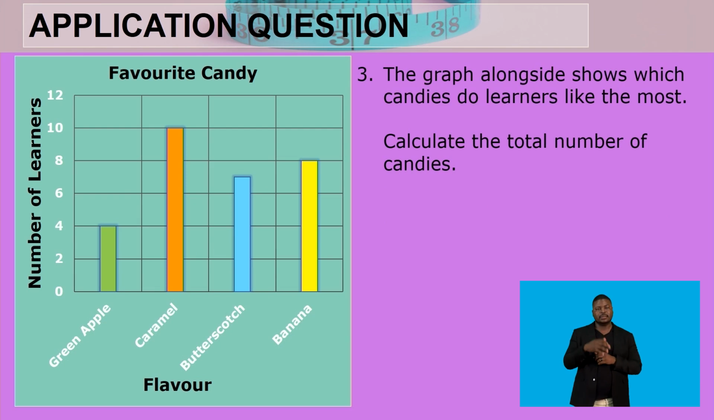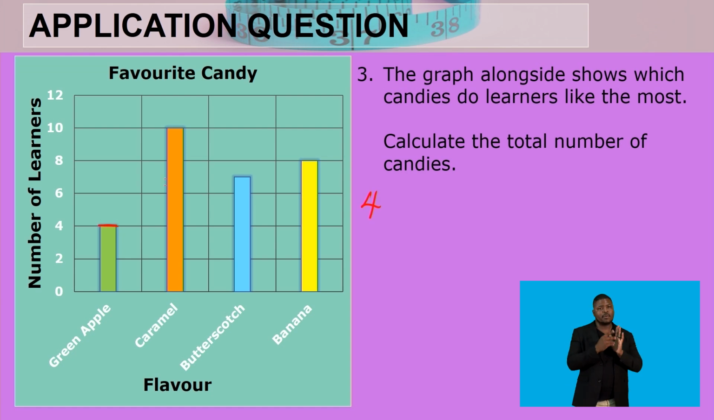Question 3 says, the graph alongside shows which candies learners like the most. So we are given candy flavors and the number of learners that love the different flavors. Then the question says, calculate the total number of candies. The total number of candies will be indicated by the frequency of each candy. For the green apple, there are 4 candies. It means there are 4 learners that like them. So it's going to be 4.